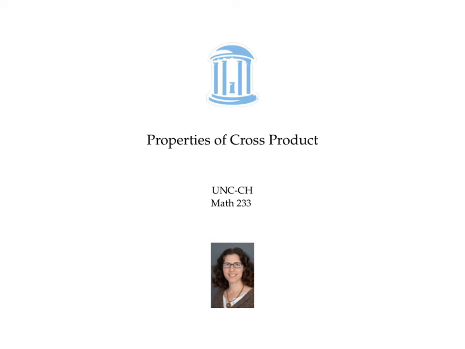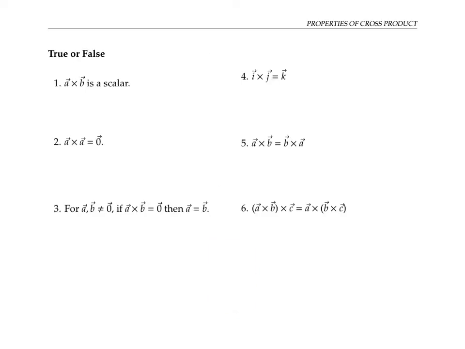This video gives some properties of the cross product. Please pause the video and take a moment to think about these 6 properties. Which of these are true and which of these are false? Remember that true means it always has to be true, and false means it sometimes or always false.